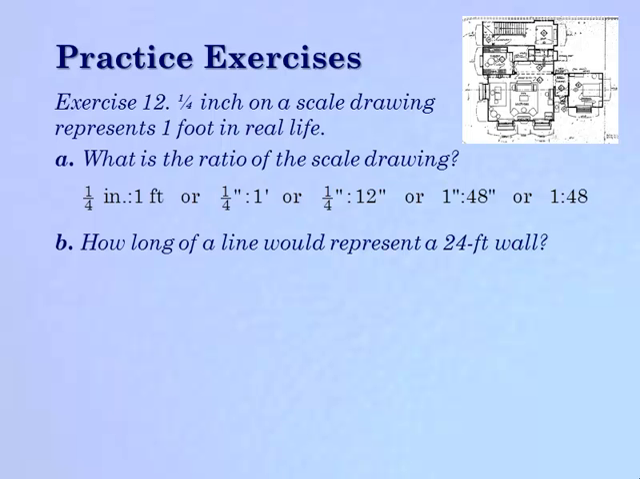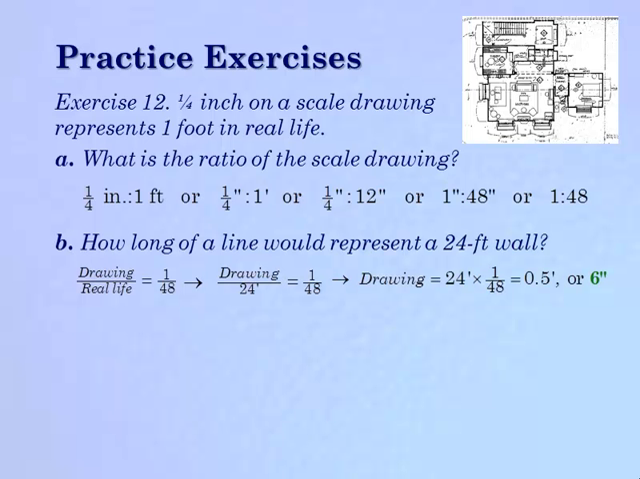Now, how long of a line would represent a 24-foot wall? Well, we're going to have to apply our proportion and our ratio. So we set up a proportion for the drawing dimension to the real life dimension is equal to the proportion of the scale of the drawing, which is 1 to 48. So let's substitute our values in. We have a 24-foot wall in real life, which we then can multiply out to solve for the drawing equals 0.5 feet or 6 inches. So a 6-inch line on the drawing would represent a 24-foot wall.